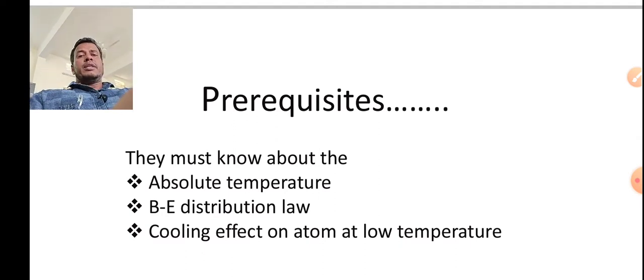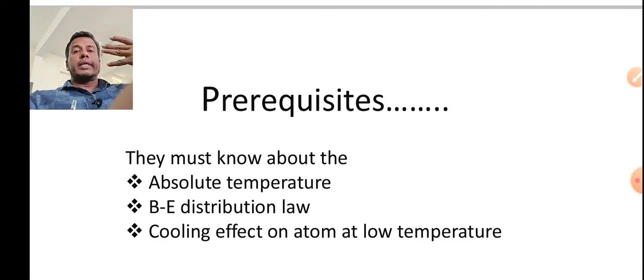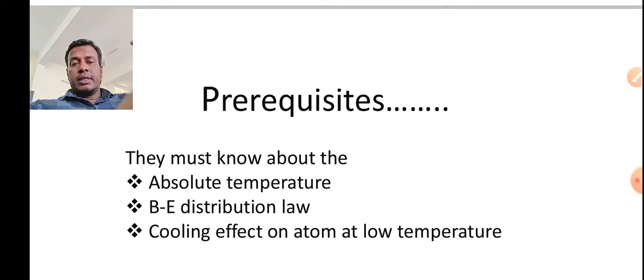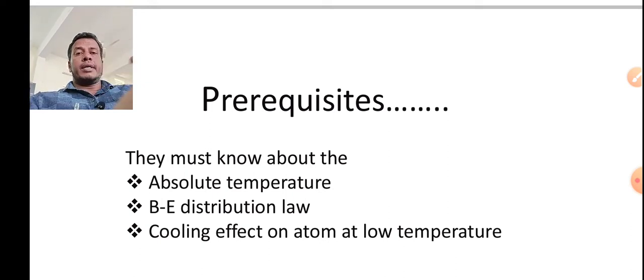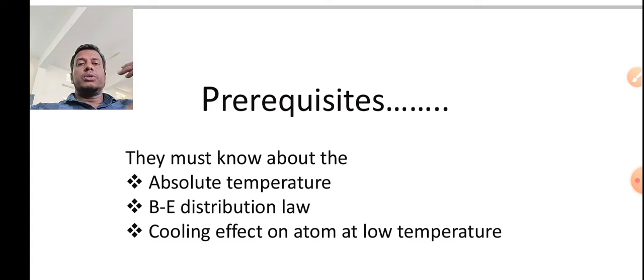About the Bose distribution law, as you know, particles which obey Bose distribution are called bosons. They have integral spin, 0 or 1, they are indistinguishable, identical particles, and they do not obey the Pauli exclusion principle. They only obey quantum laws, not the classical laws. So, these are the Bose distribution laws.